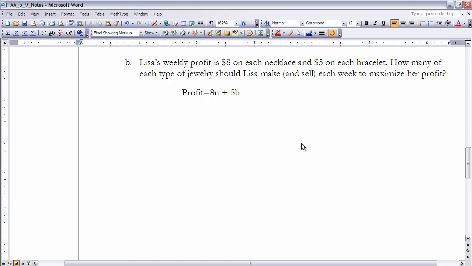Okay, so based on that information, our profit equation would be 8 times the number of necklaces that we make plus 5 times the number of bracelets would equal that total profit. So that's step 4, writing that profit or cost equation based on the information that's given. Okay? Now, we know from linear programming that our profit will be maximized at one of the vertices. So we're going to try each of the vertices in the profit equation to see which one gives us the most profit.